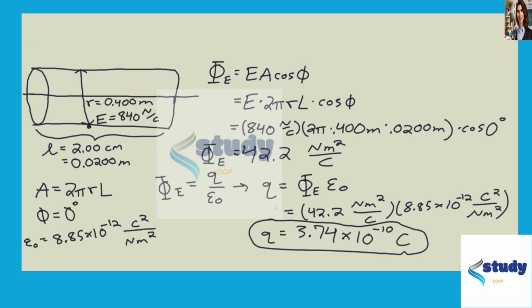A little bit of algebra, rearrange this to solve for Q. So we get Q equals the flux multiplied by epsilon naught. We just solved for that flux of 42.2 newton meters squared per coulomb. So we plug that in for the electric flux, and we plug in our constant epsilon naught. Just multiply these together, and we get that the total enclosed charge is 3.74 times 10 to the negative 10 coulombs, for the total amount of charge that must be along this line, because that's the total amount of charge that is enclosed within the Gaussian cylinder.